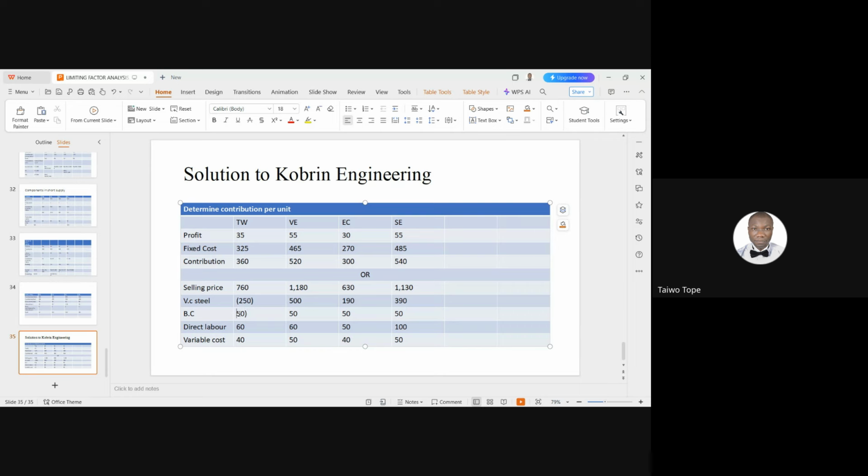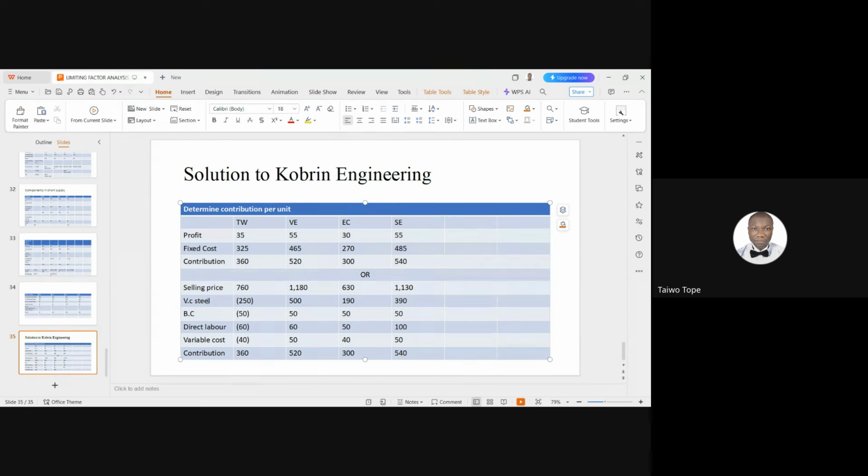Remember all these will be in brackets, please. If you didn't put less, you put them in brackets. Since I didn't write less variable cost, I'm putting it in brackets. So all these matter. Then the currency you are working with also matters, in dollars. Contribution: this is 360, this is 520, this is 300, and this is what? 540. You can see.